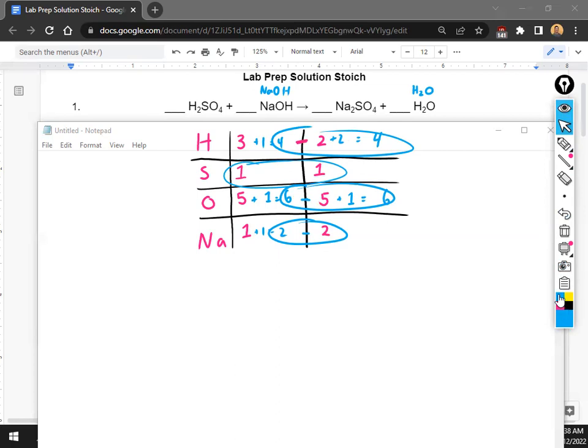Okay, so we're all good now. We're just going to put the numbers in the front. We got 1 of these. We got 2 NaOHs. We got 1 of this, and we got 2 H2Os. Okay, so that's how you balance the chemical equation.